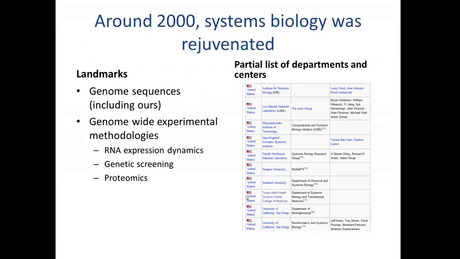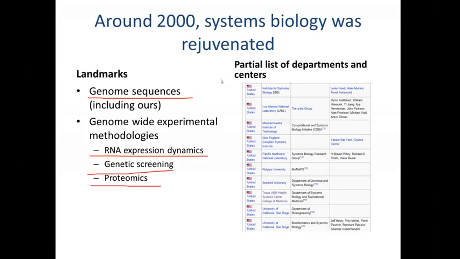So around 2000, systems biology was rejuvenated. There were several landmark studies, an increasing number of genome sequences, including ours, Homo sapiens, and the widespread adoption of genome-wide experimental methodologies like RNA expression dynamics using arrays, now sequencing, genetic screening where we have increasing amounts of sequencing data, and proteomic approaches. In recognition of that, here's a partial list of departments and centers that conduct systems biology research. And you can see they're all over.